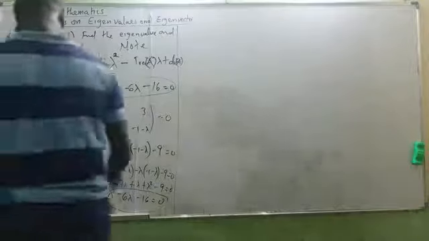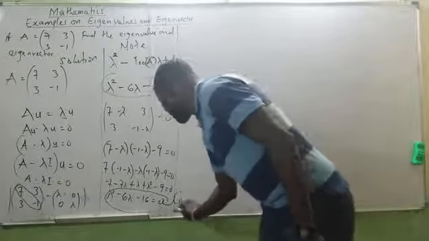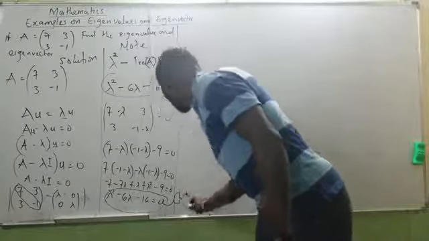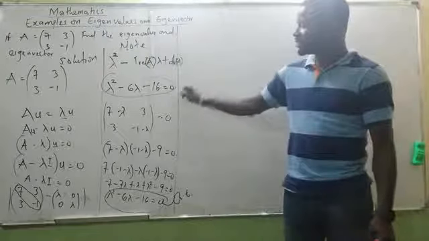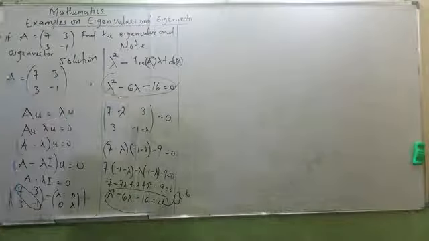Now, take note of this. This is known as the characteristic equation. Please take note of that. That is known as the characteristic equation. This is called the characteristic equation. And from here, we generate the factor of the given variable.